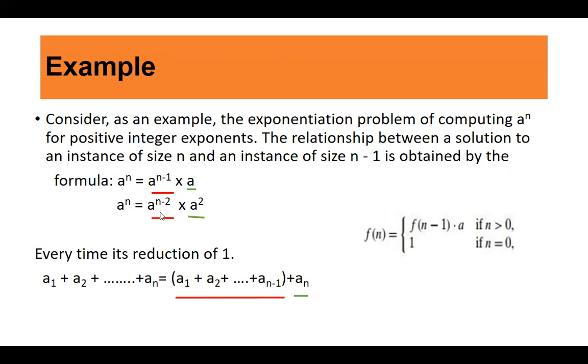So a raised to n can also be written as, so this is the unsolved part and this is the solved portion of the problem, right? The problem has two parts, unsolved part and solved part. Green indicates solved parts and red indicates the part which is still not solved, right? This can be further written as a raised to n minus 2 into a square, right? So every time the reduction is of 1.